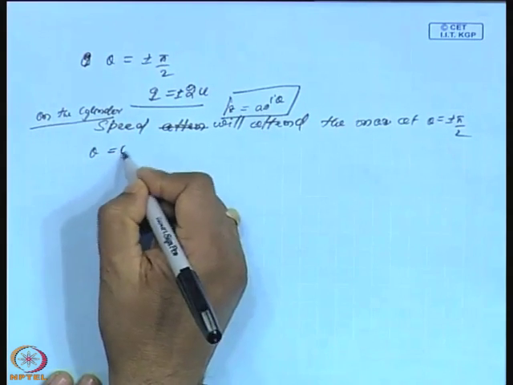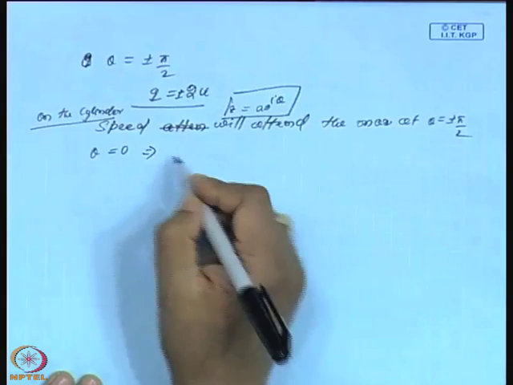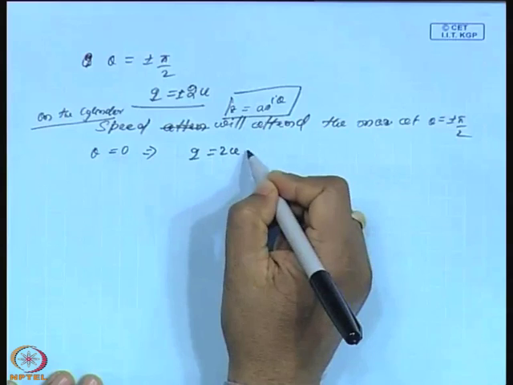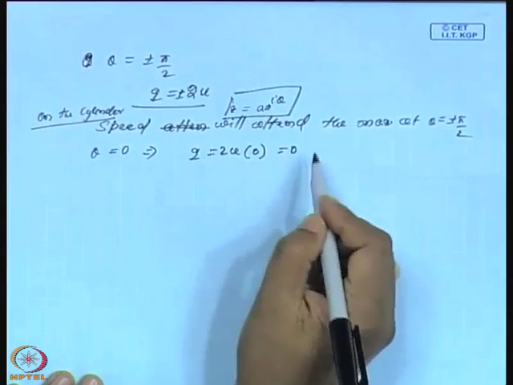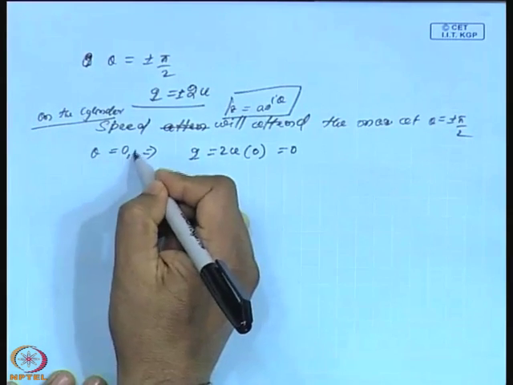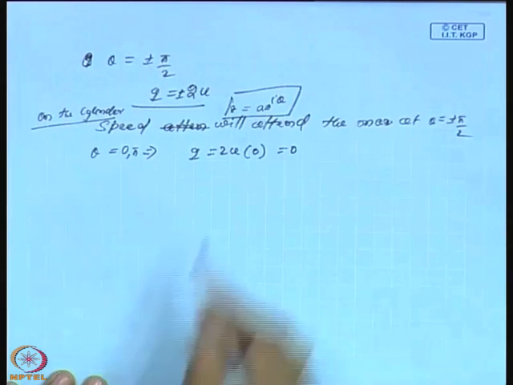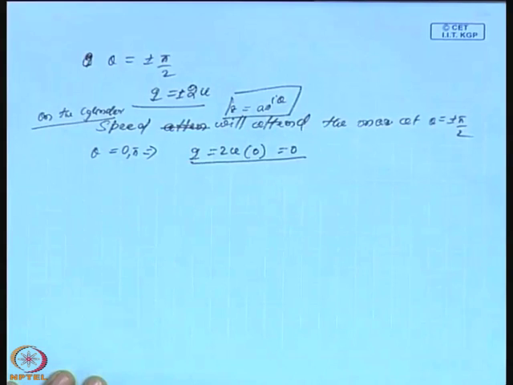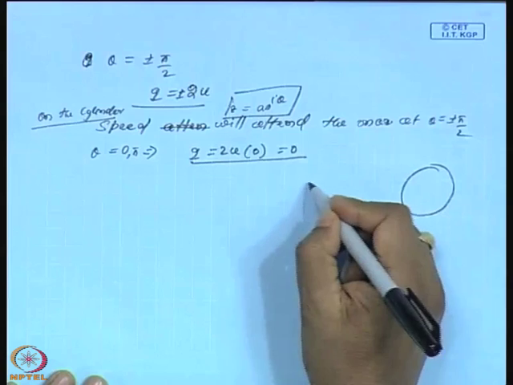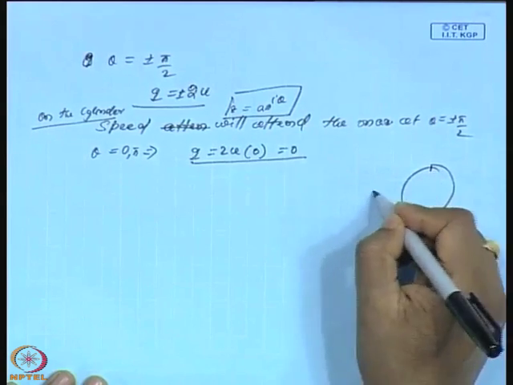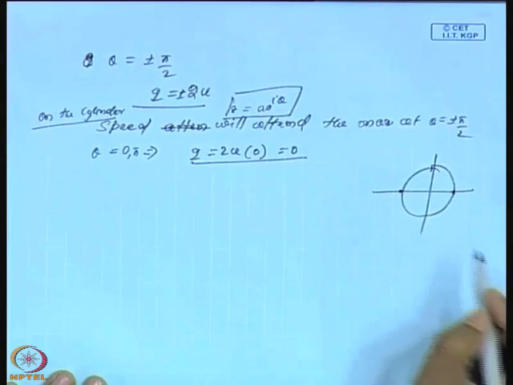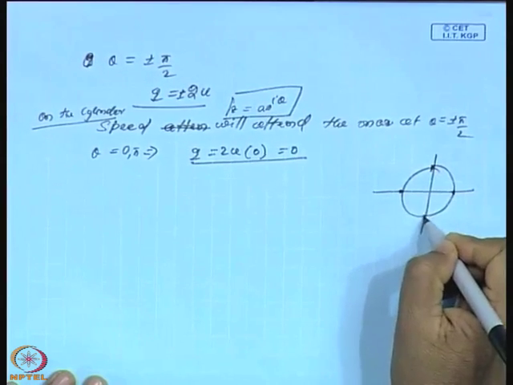Now what will happen if theta is 0? If theta is 0, then I can easily see, because q is 2 u sin theta, 2 u into 0 will give you 0. So the speed is 0 when theta is 0, and again at pi also this is 0. So that means on the surface of the cylinder, at this point and this point I have no flow, whereas at this point and this point my flow is maximum.